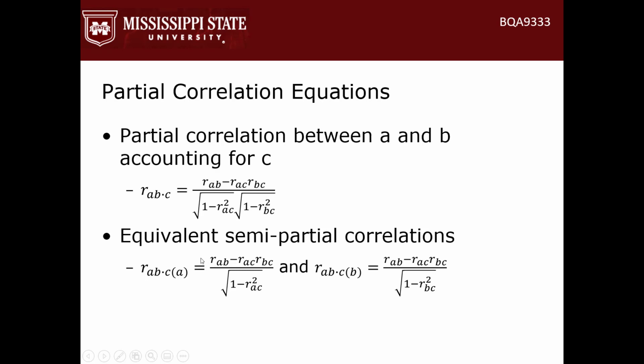And the semi-partial correlations are almost identically the same, but we miss out one of the normalizing factors. So between A and B, accounting for C, where C only operates on A, we just have the normalizing factor for the correlation between A and C, and the same for B.